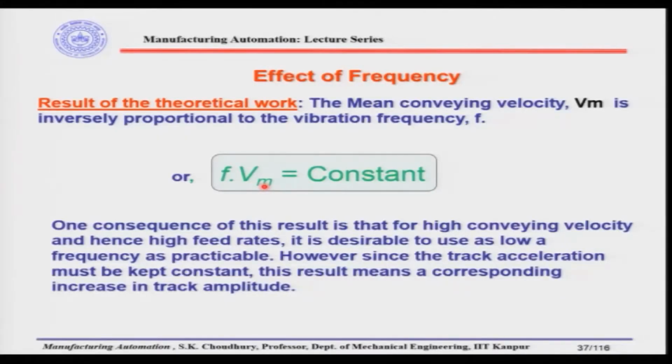Welcome back. Let me remind you that in the last class we were discussing the vibratory ball feeder and different effects. We have seen that the first effect is that F into Vm remains constant. This is theoretical work, and because of that, if we have to increase the conveying velocity, the frequency has to be selected as low as possible, that means the amplitude of vibration has to be as much as possible.